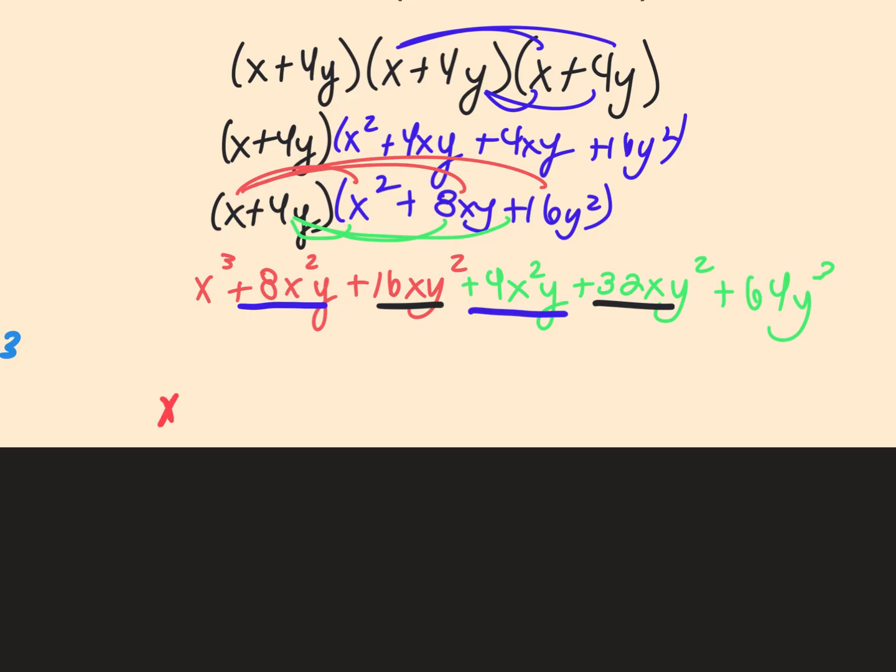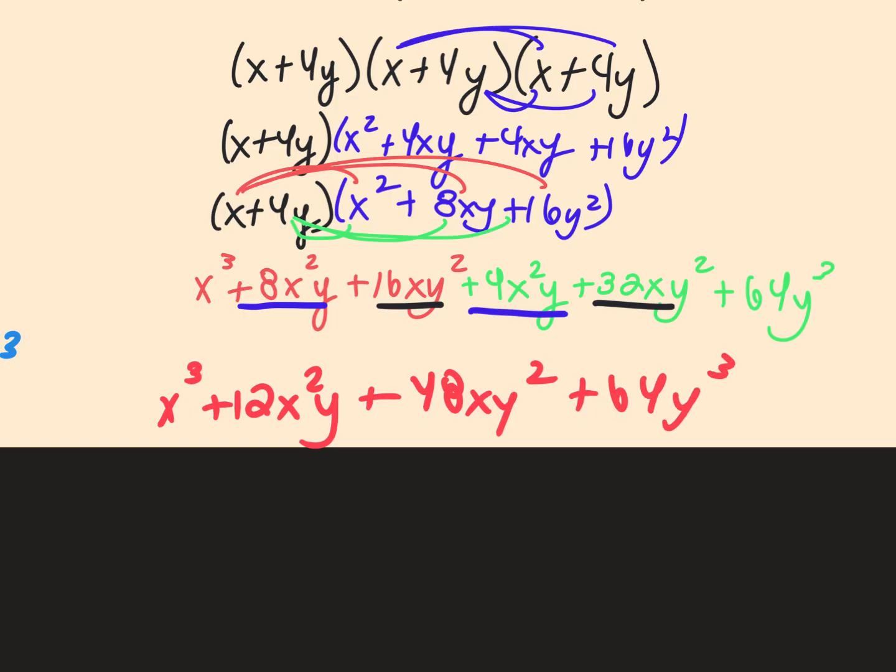So x cubed is going to stay out here. I have 8 and 4 is going to give me 12 x squared y's. I have 16 and 32. What does that give me? 48? Yes? Okay, 48 xy squareds, and then plus 64y cubed.